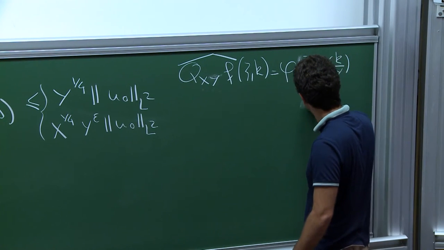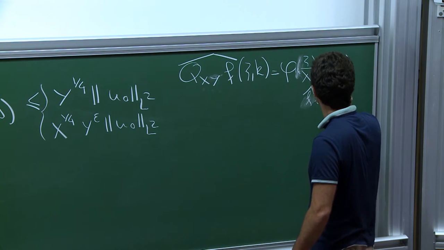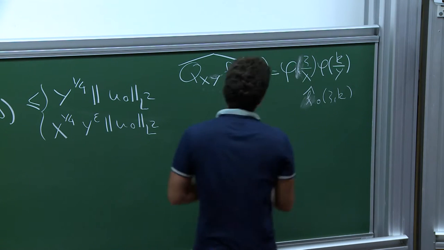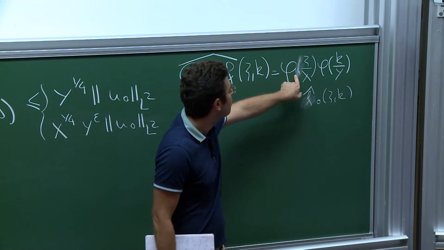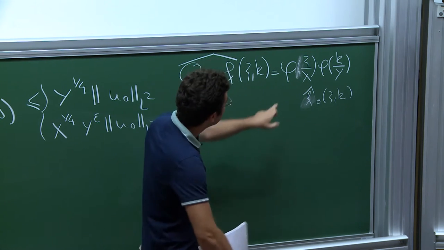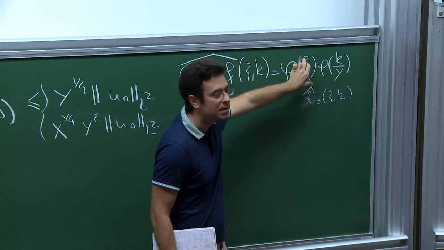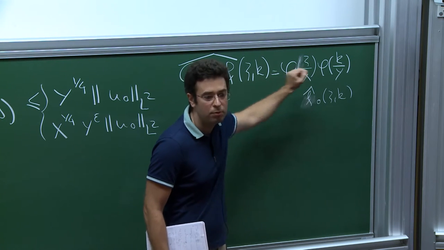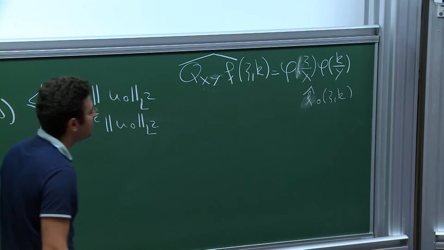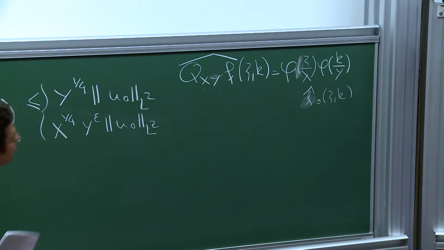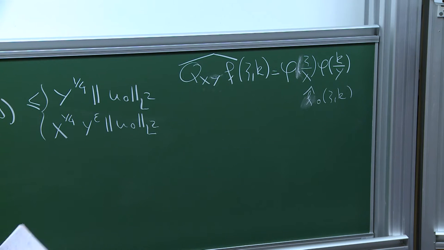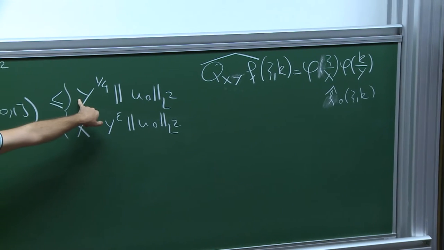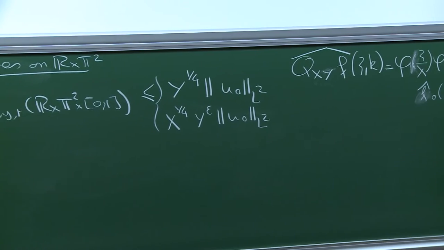F hat of xi and k. And this is essentially a function which is 1 if this is of size between 1 and 2, and 0 if this is too far from that. So essentially, it forces xi to be of size capital X, k to be of size capital Y. And so this is essentially like 1/4 of a derivative in the Y direction.